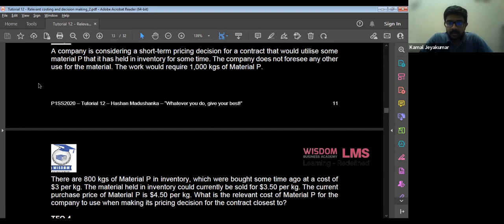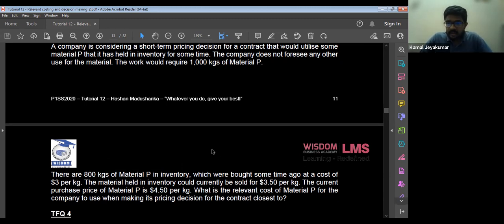The material held in inventory could currently be sold for $3.50 per kilogram. Right now, that is relevant because if you don't use that material in your current project, you can sell it for scrap at $3.50. Right? So that's an opportunity cost, 800 units in your inventory into $3.50. Since you don't have any other use for this material, there is no other opportunity cost, but this $3.50 into 800 will be your opportunity cost, right?